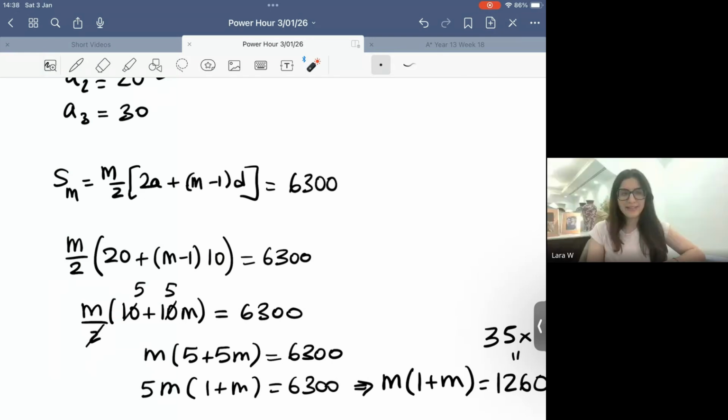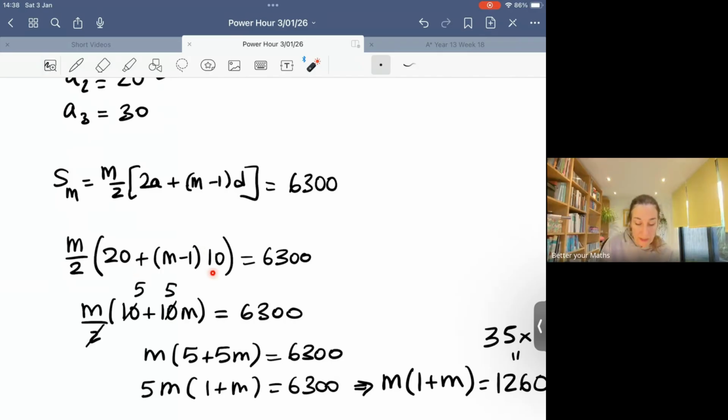Oh, okay. So I expand this bracket and put all this together. So 20 minus 10 is 10, and then 10m. Is that the bit that is confusing? Yeah, that was the bit. Okay. Thank you.